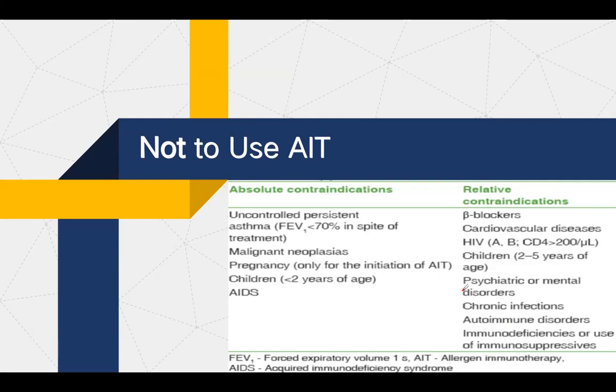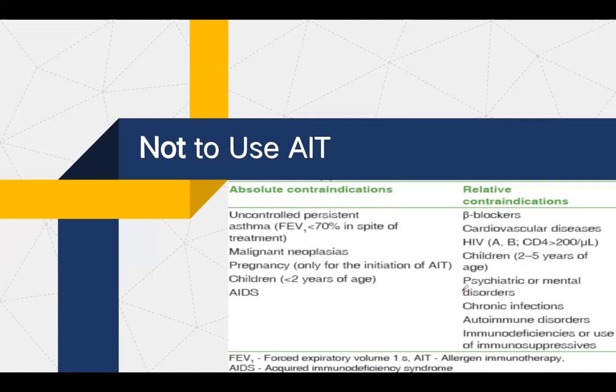Patient is suffering from some cardiovascular disease. Again, that is a relative contraindication. The reason is almost the same, because if those patients suffer from one anaphylaxis, that can deteriorate the condition. The patient is suffering from HIV, but CD4 count is more than 200. That is not an absolute contraindication, but that is a relative contraindication.